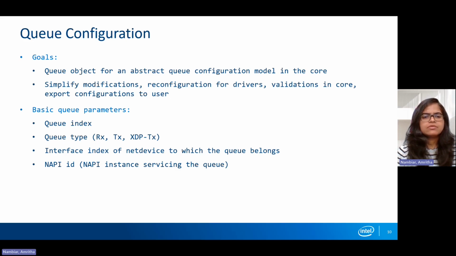Now, the patches that are work in progress expose only very basic queue parameters, like the queue index, the queue type as RX, TX, or XDP TX, the interface index of the net device to which the queue belongs, and the NAPI ID or the NAPI instance servicing the queue.